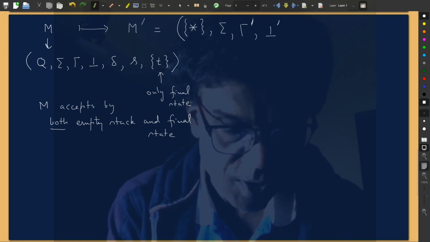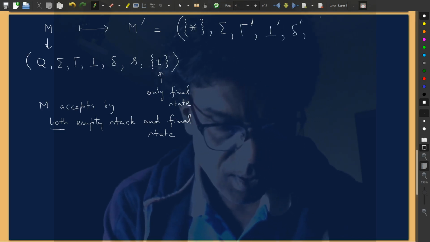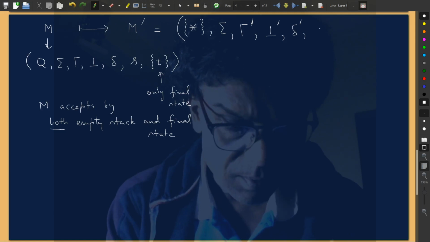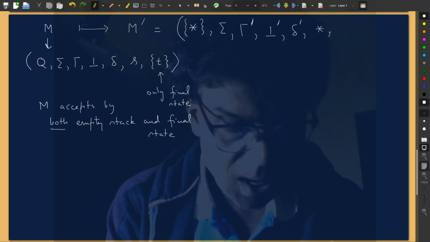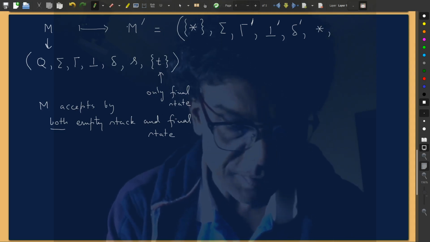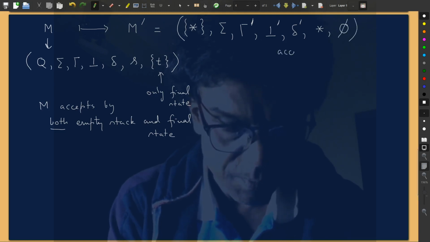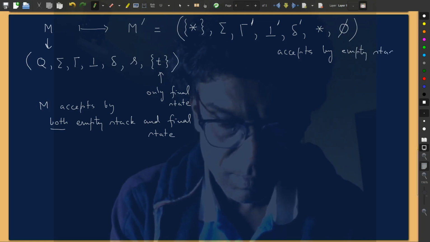Listing I also have to change. Delta prime will definitely be different. There will be some start state. Of course, this is only one state, so this is star. And this accepts by empty stack. Okay, one state means having a final state is not really a good idea, so this accepts by empty stack. So M prime accepts by empty stack.